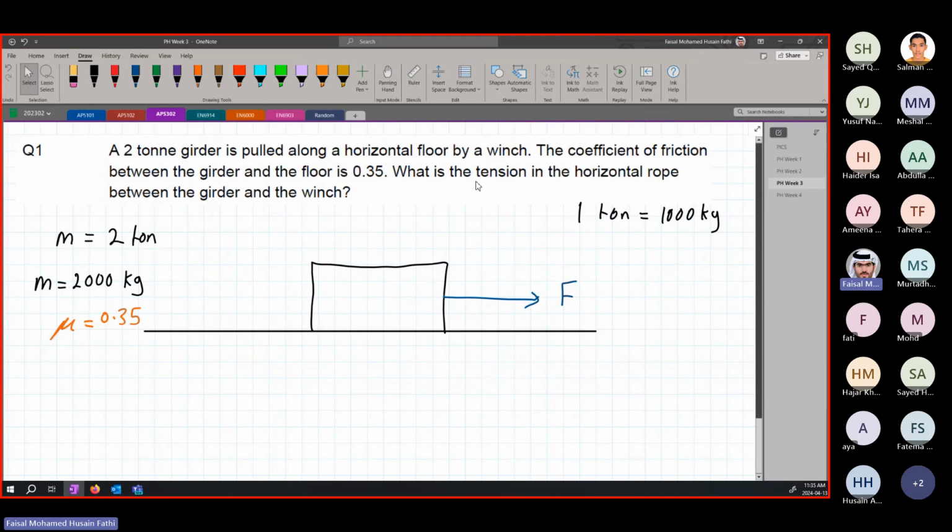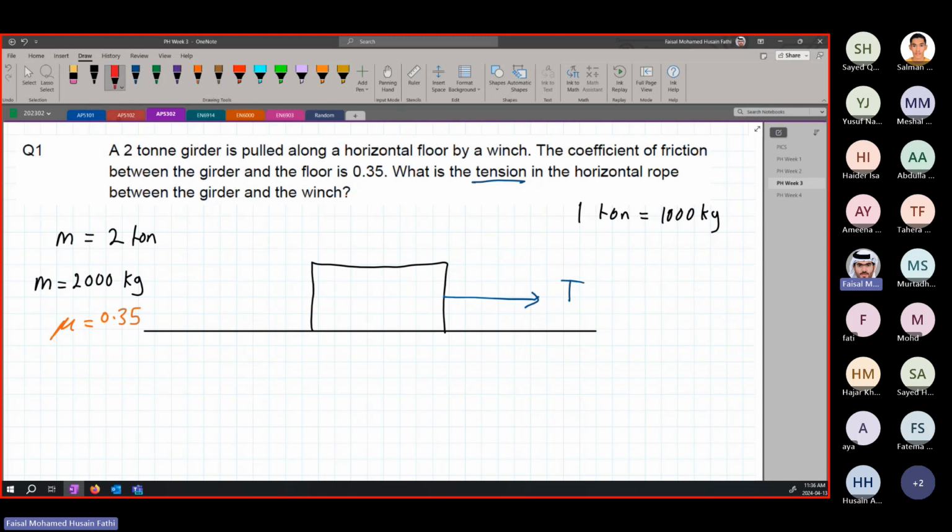And then, what is the tension in the horizontal rope between the grinder and the winch? So we need to find out what the force F over here is equal to. What is the tension in the horizontal rope? Tension is basically, if there's a line, so instead of calling it F, let's call it T so that there is no confusion. The tension force T is how much the rope is being pulled, how much force is being applied to the rope. That is what tension is.